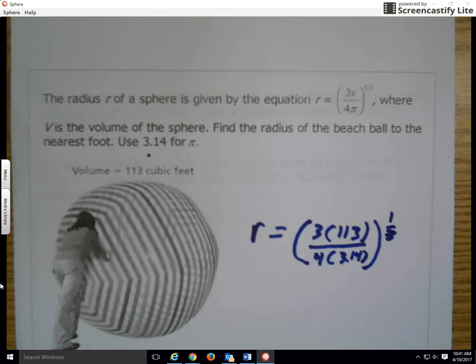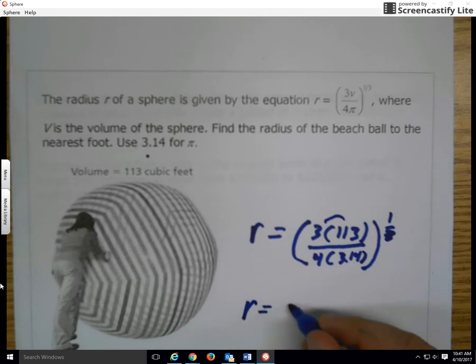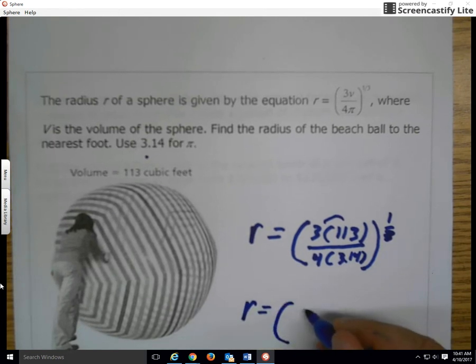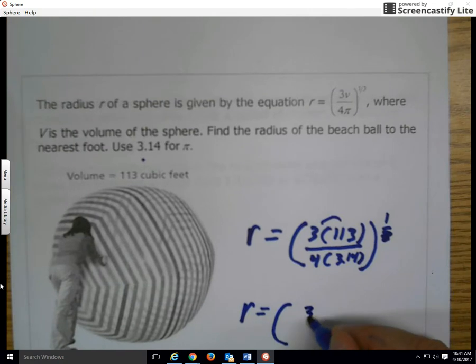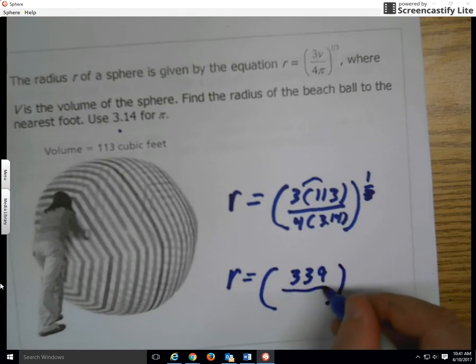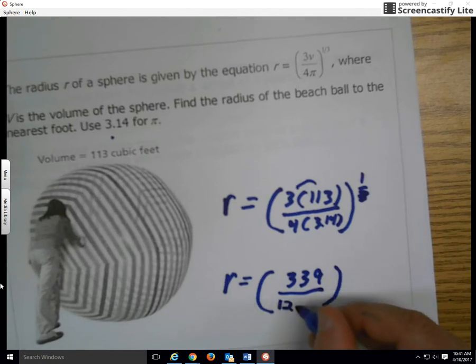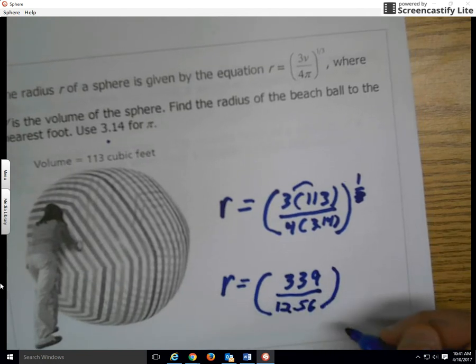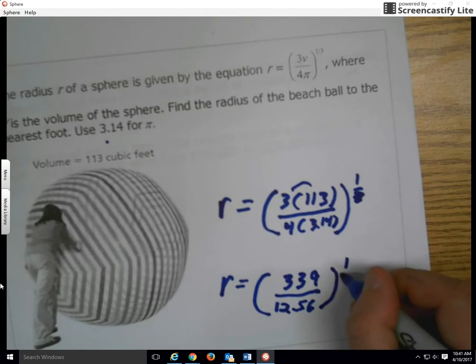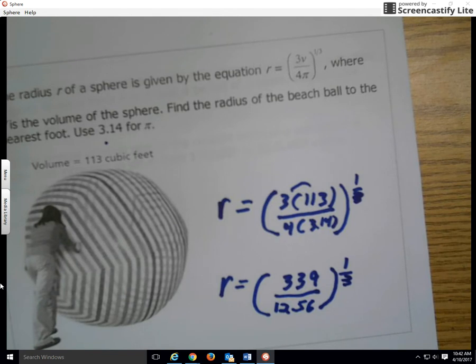Okay, so to multiply, radius would equal 3 times 113, which would be 339. And 4 times 3.14 would be roughly 12.56. Still to the 1/3. And this is where I would say go ahead and get a calculator out. It gets a little challenging at this point to do the powers of it.